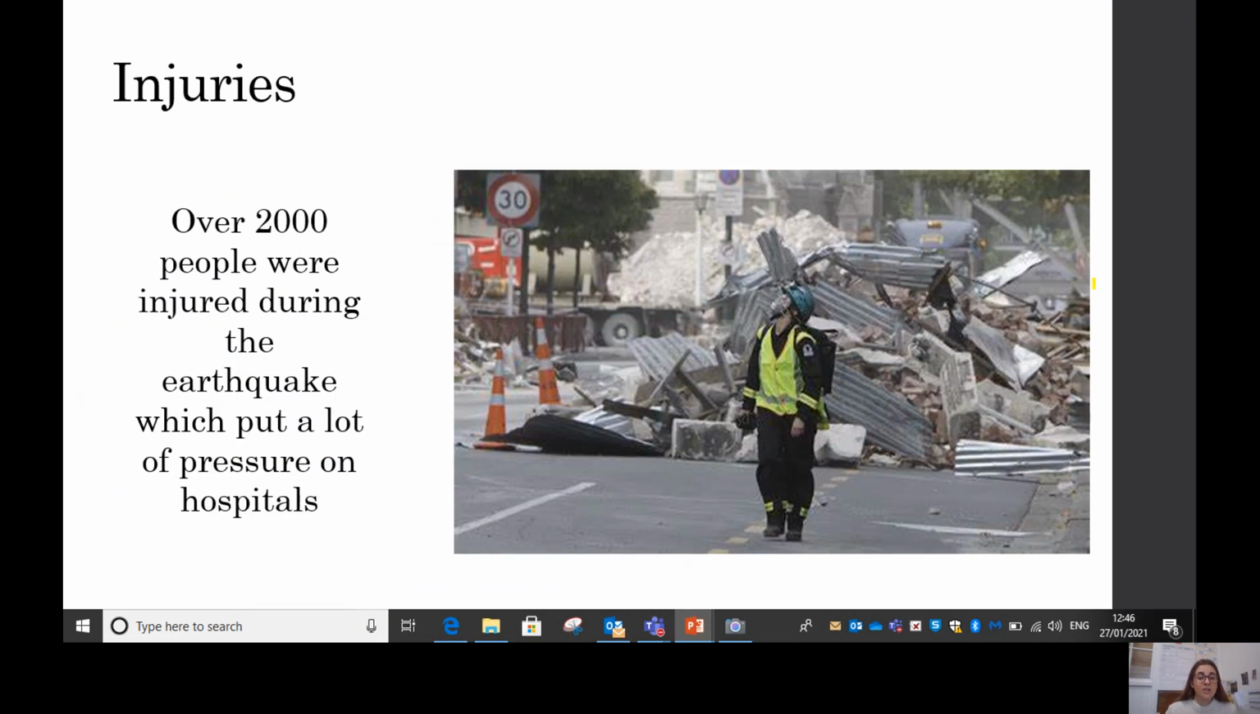The second human effect were injuries. So over 2,000 people were injured during the earthquake, and this obviously put a lot of pressure on hospitals because that was 2,000 extra people that they would not have usually received that day. So people had to be taken to hospitals all over New Zealand to receive treatment. So the second human effect was injuries.